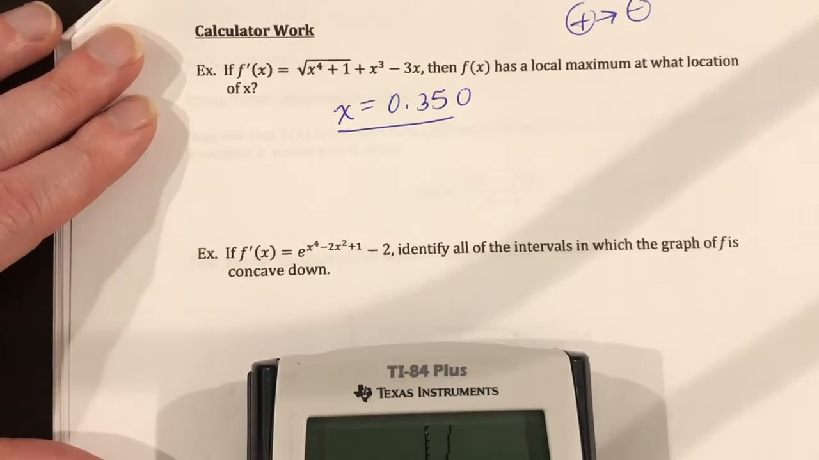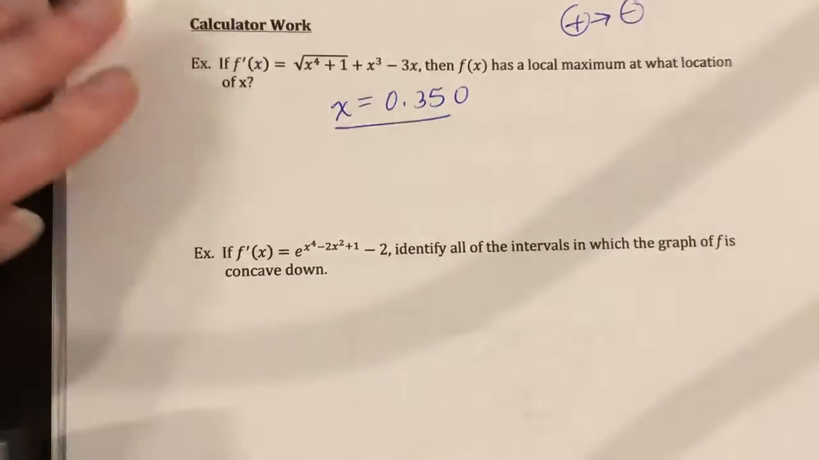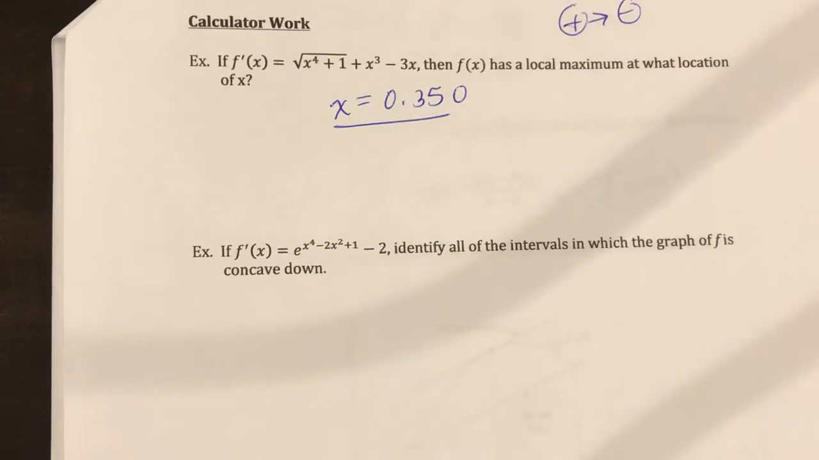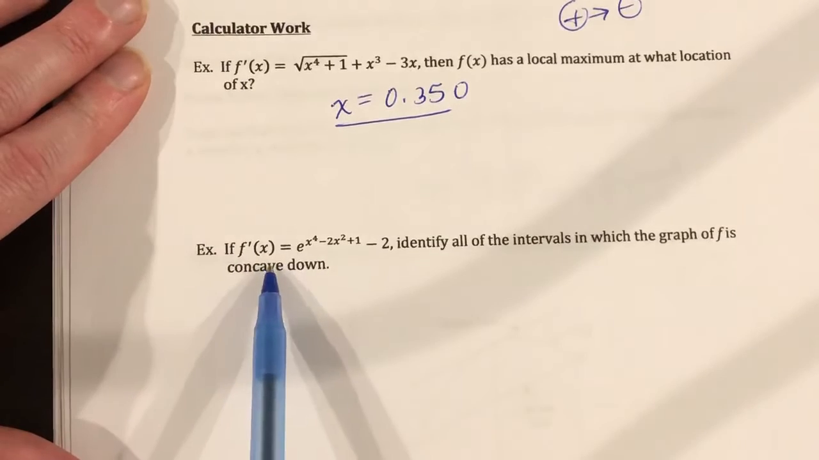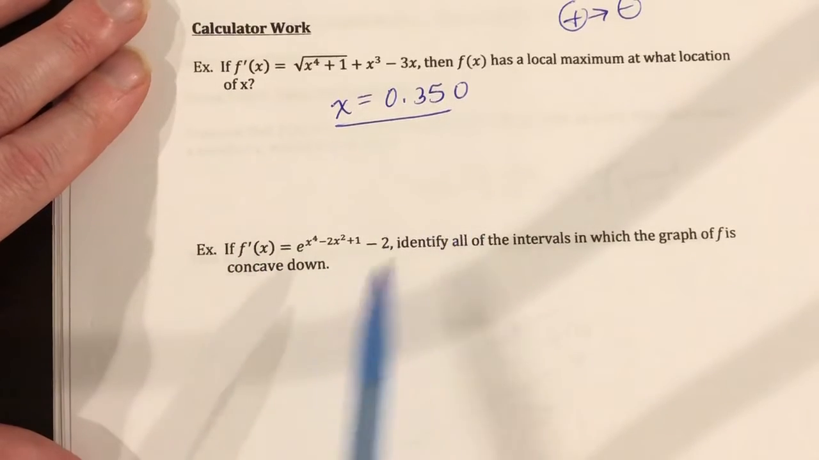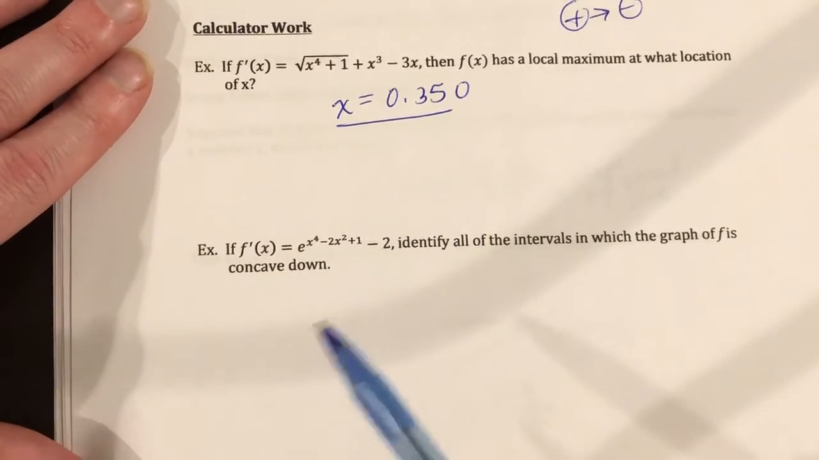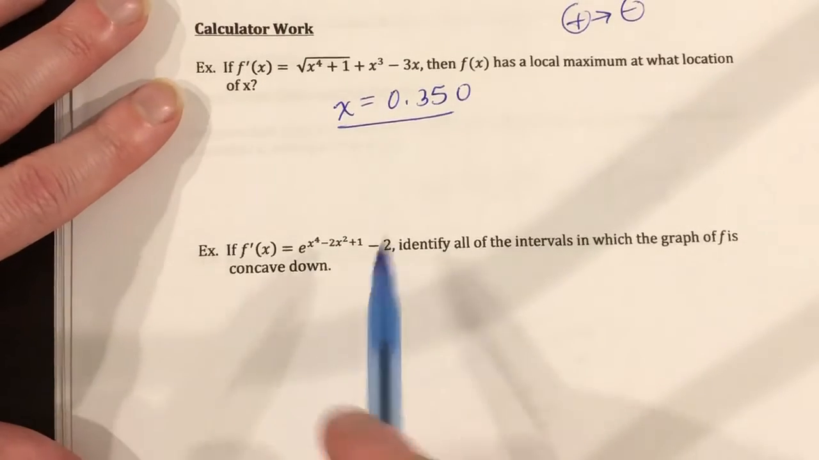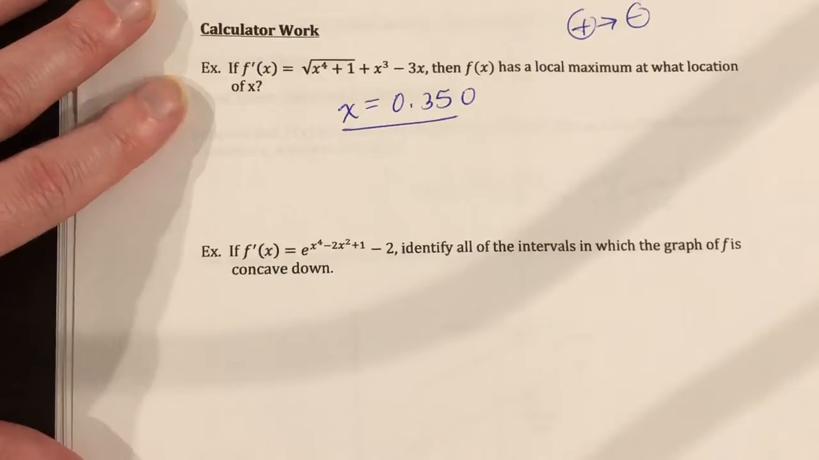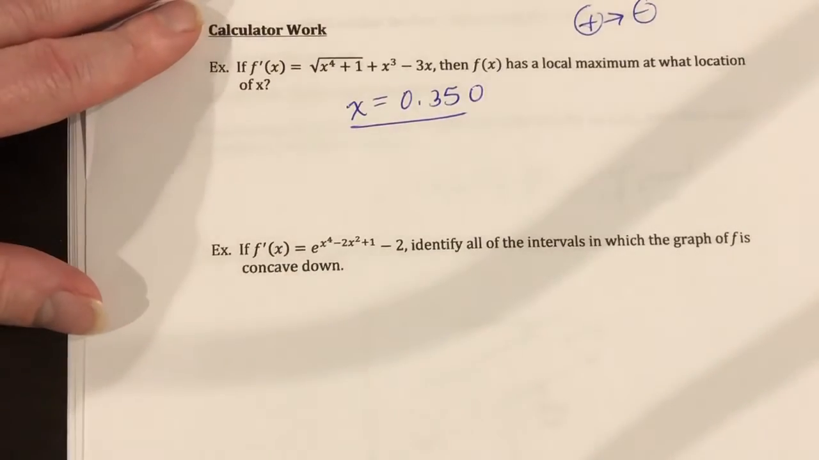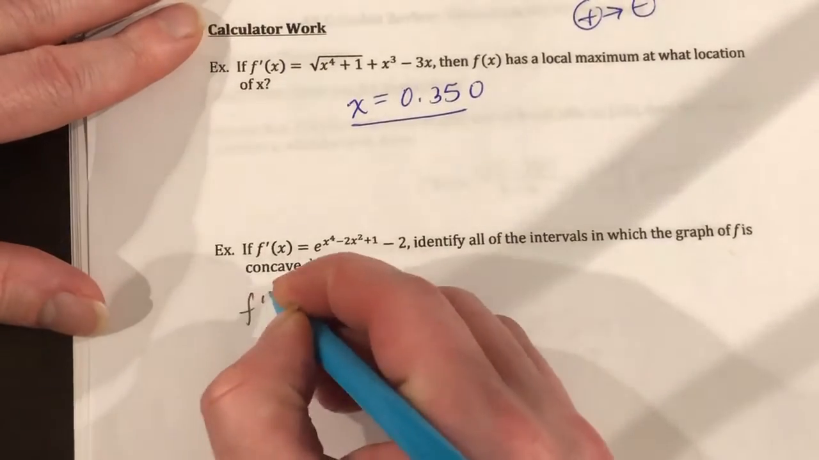Given the derivative, identify all the intervals in which the graph is concave down. Okay, I can tell concave down by the second derivative. There are two choices. You can either take the second derivative and look for negative y values, or you can look at the first derivative and figure out where it has negative slopes. It might be easier to take the second derivative on this one, up to you.